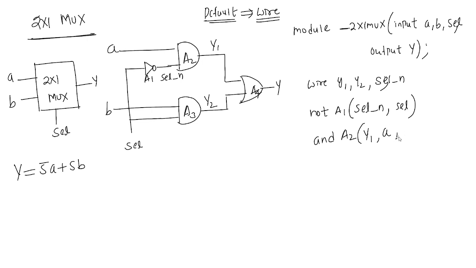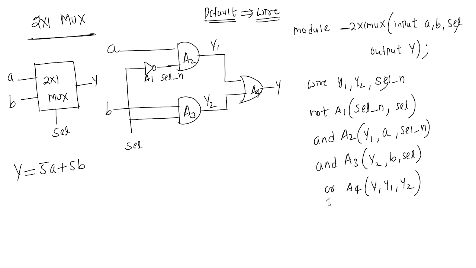Now we can write a comma select_n. Select_n. Okay, and next one more AND gate. A3 and A3. Normal select. And OR of A4. Y1, Y2. Okay, and N module.